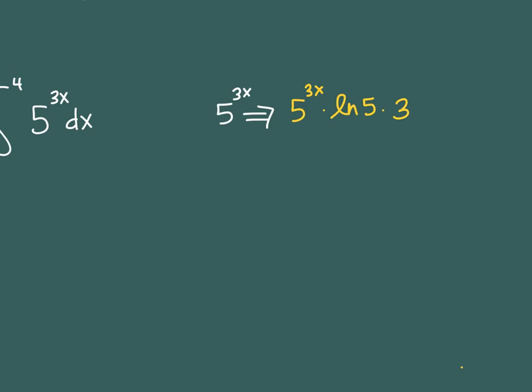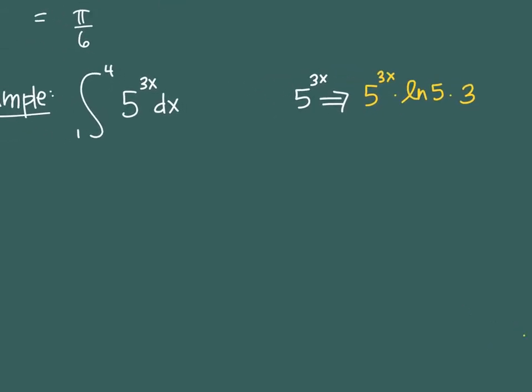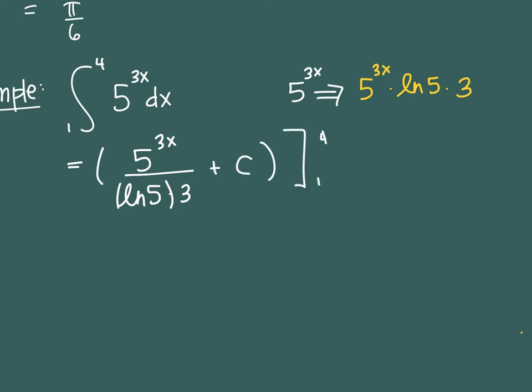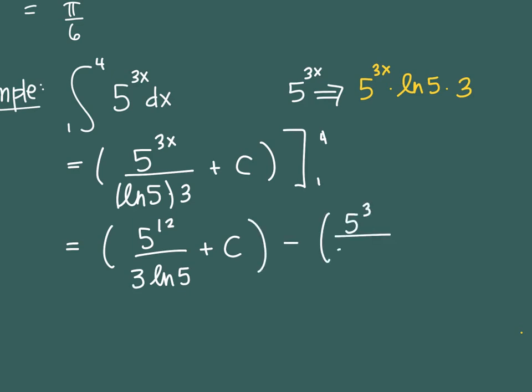So its antiderivative is going to be similar, except instead of multiplying by those chain rule things, we'll be dividing. And so the antiderivative is 5 to the 3x divided by the natural log of 5 and also the value of 3, plus the constant c evaluated from 1 to 4. So when we substitute, we'll be looking at 5 to the 12th over 3 ln 5 plus c minus 5 to the third over 3 ln 5 plus c.